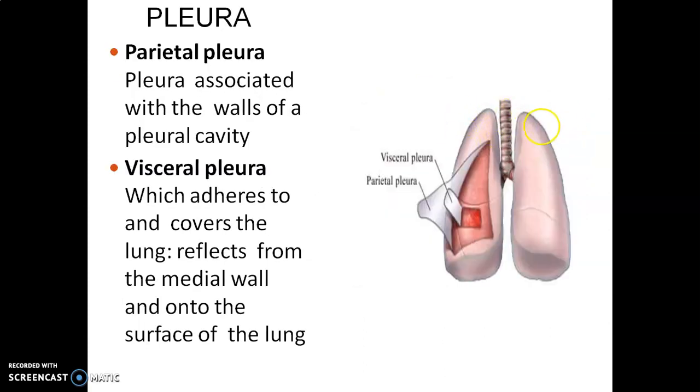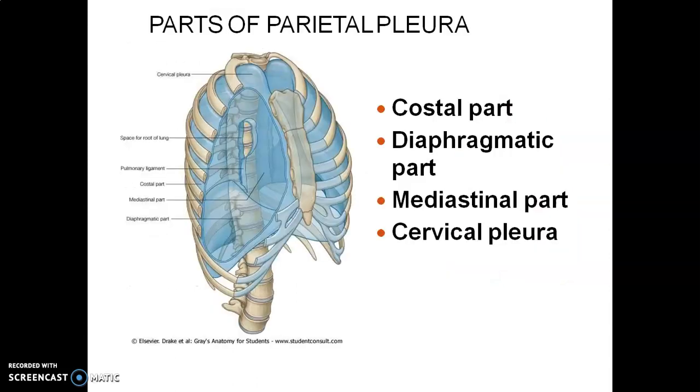The outermost layer we call the parietal pleura, which lines the entire thoracic cavity. Whereas the inner layer, the visceral pleura, is completely adherent with the lung parenchyma. Coming to the parts of the parietal pleura, according to its location, we can differentiate it into costal part, diaphragmatic part, mediastinal part and cervical part.